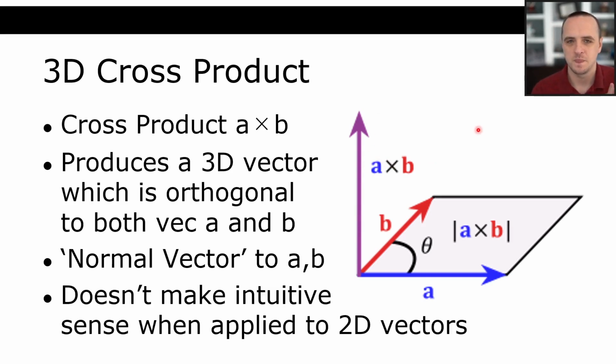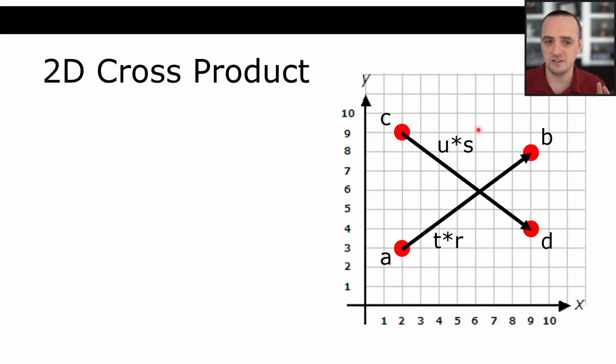But that sort of geometric visualization doesn't make sense in 2D vectors, because what does orthogonality mean in a two-dimensional space? But we still have a mathematical definition of a 2D cross product, which has a nice property that we can actually use to help us derive t and u.